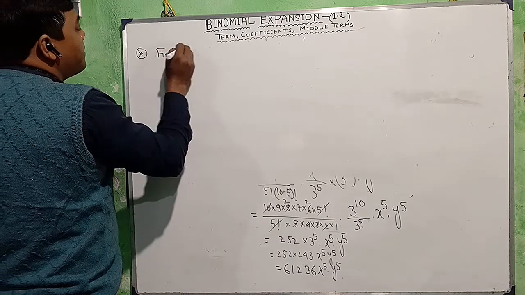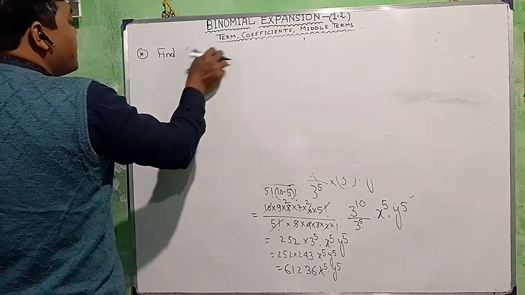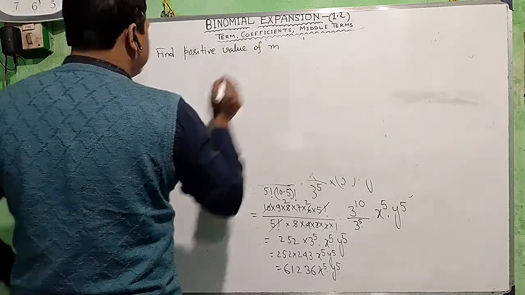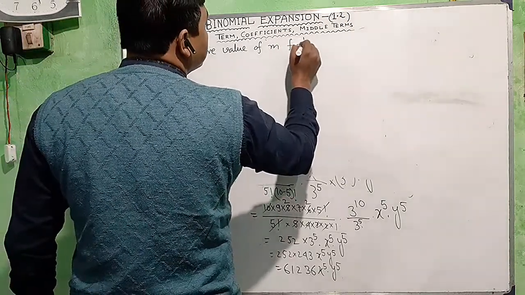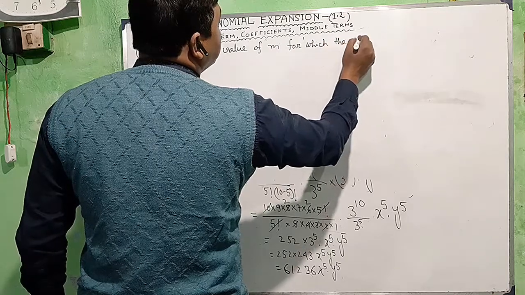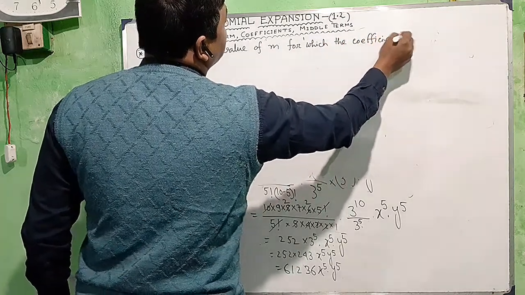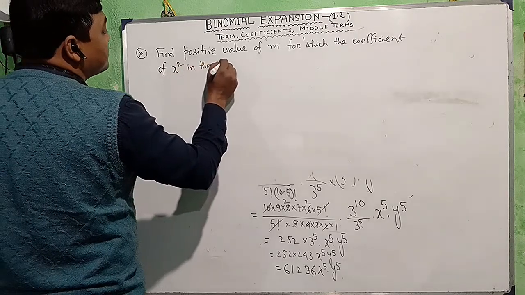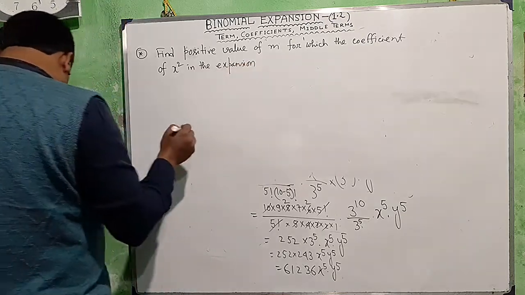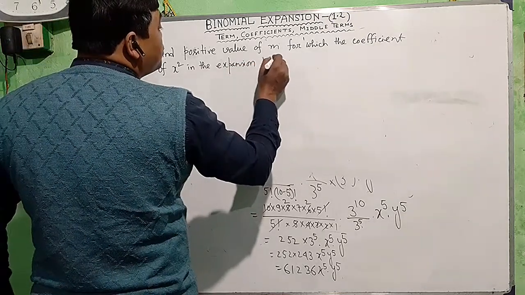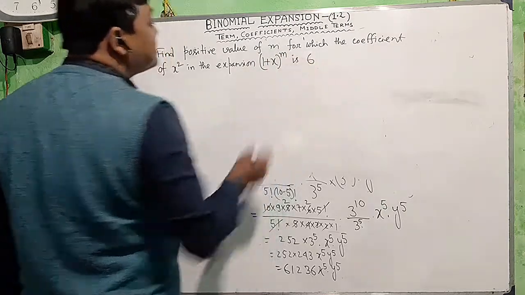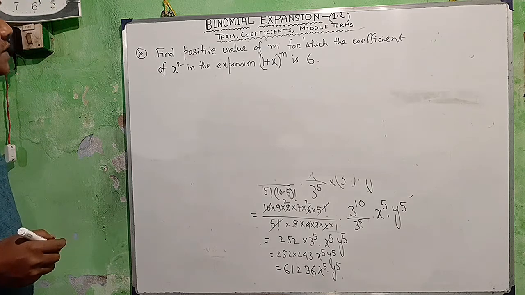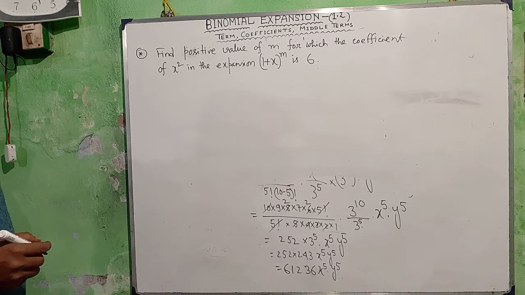Find the positive value of m for which the coefficient of x square in the expansion of 1 plus x whole to the power m is 6.